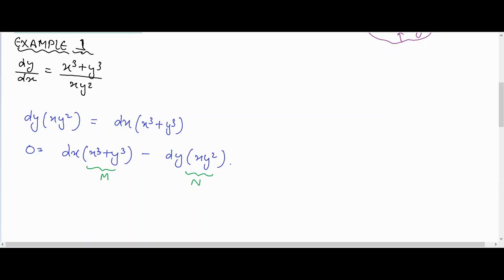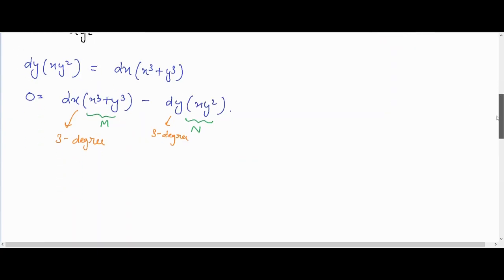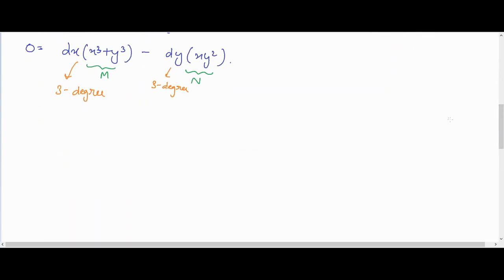Now here we can see that the degree of this is 3, right? The degree is 3, and also this is homogeneous, like all the terms have the same degree of 3. Here also the total degree is 3 because there are 2 for y and 1 for x. So total degree here is also 3. So both have the degree of 3, right? So now we can apply rule number 4 and use the integrating factor.